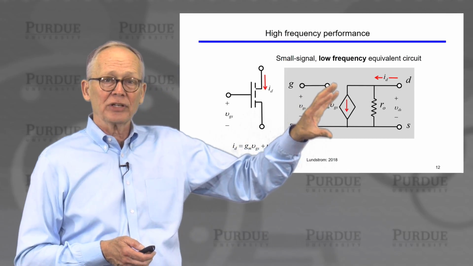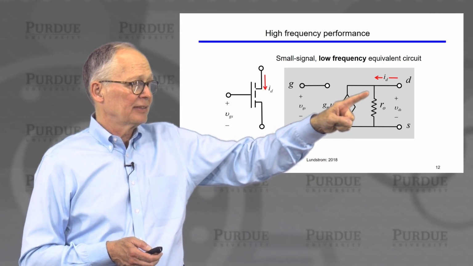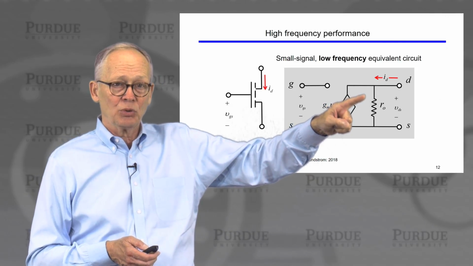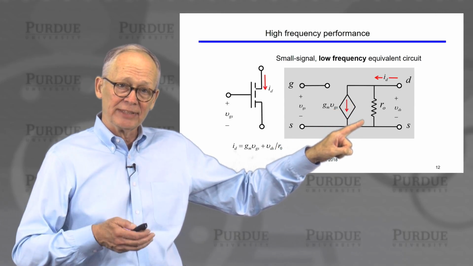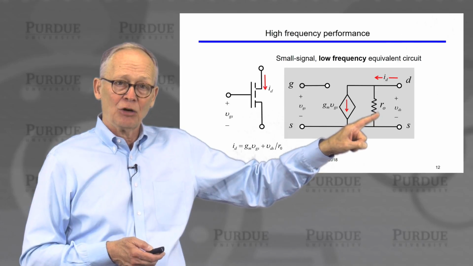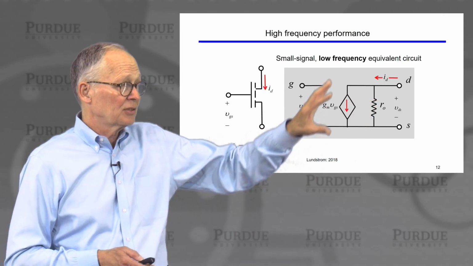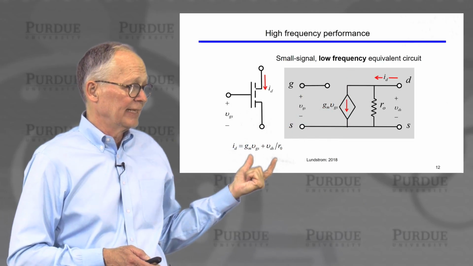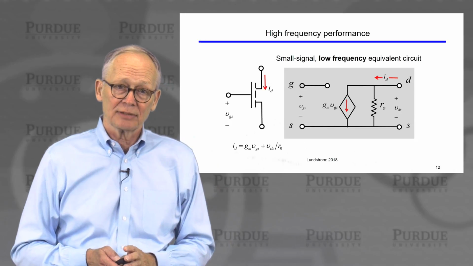Now, we can draw a little circuit that basically just represents that equation. This circuit says that the output current is the sum of two quantities. One is this dependent current source, G sub M times the input voltage. The other is this output resistance, the voltage across these two terminals divided by the resistance. So this circuit is just a way to visualize this equation. We call this circuit a small signal equivalent circuit of the MOSFET.